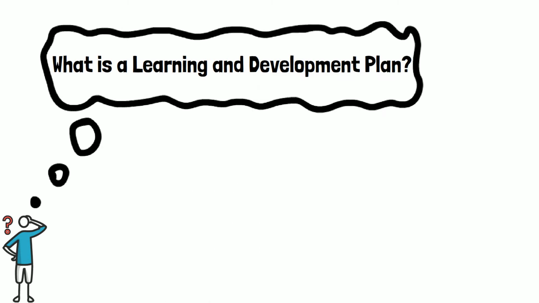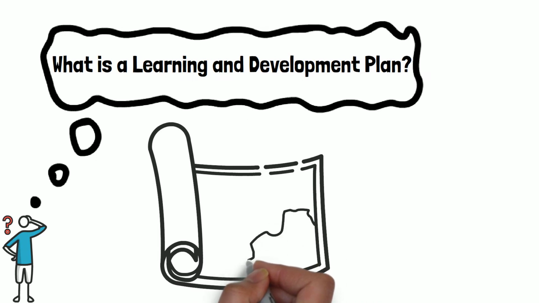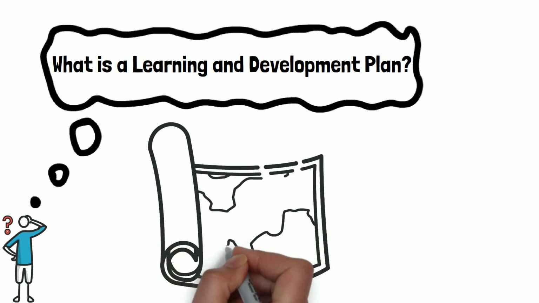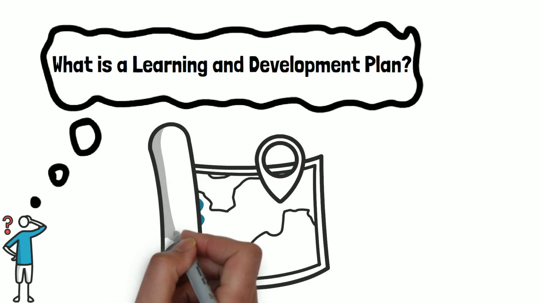What is a learning and development plan? Well, that's a very good place to start. Simply put, a learning and development plan is your proposal of action as to how you will approach people development so that you achieve your business goals. It's where people and business come together.